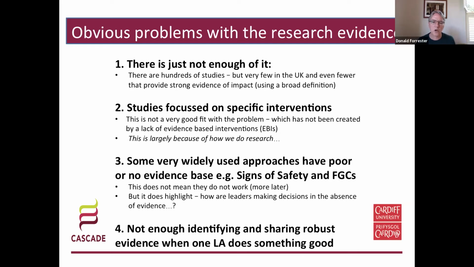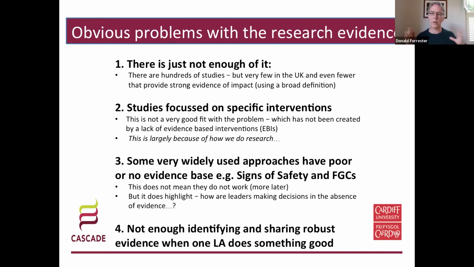So why are there these obvious problems with the research evidence base? One is there's just not enough. There aren't enough studies, very few in the UK, even fewer that would provide evidence about impact. So we tend to be much better at describing and understanding problems than we are at the more difficult task of evaluating what you would do about them. The studies tend to be focused on very specific interventions, EBIs or evidence-based interventions. There's definitely a place for that, and I will talk quite a bit about that, but they're not necessarily a good fit for this problem, because I don't think you could argue that the reason the number of children in care has gone up is because of a lack of specific interventions. There are obviously broader systemic things going on.